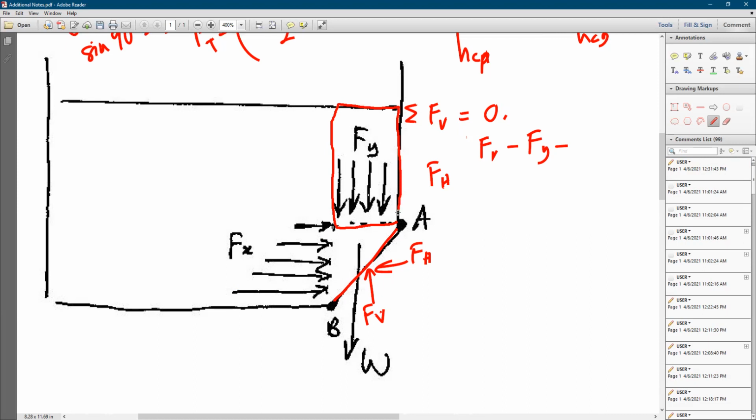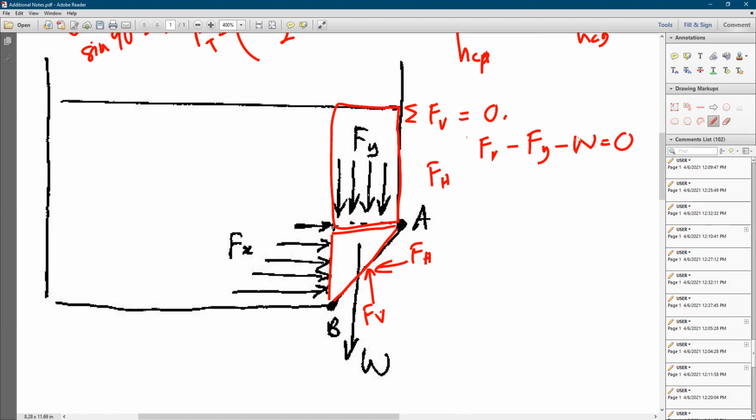Can you imagine that one? This is Fy. And W down here is actually this pipe down here. So minus W, and that is equal to 0. Later on, this is how it works. This is for the forces in the vertical component.